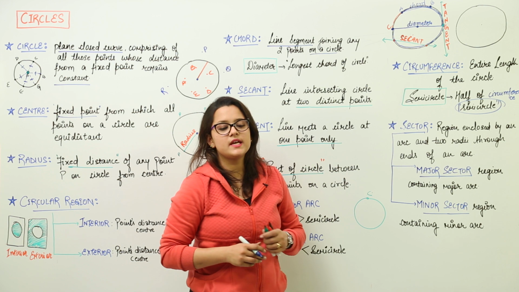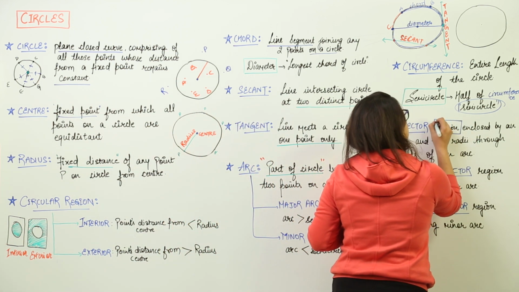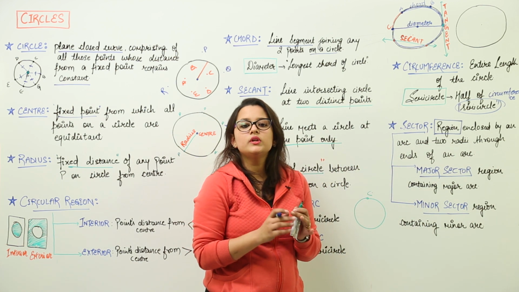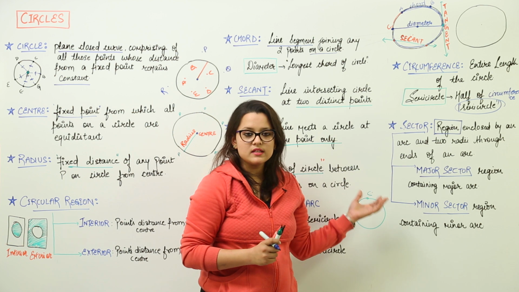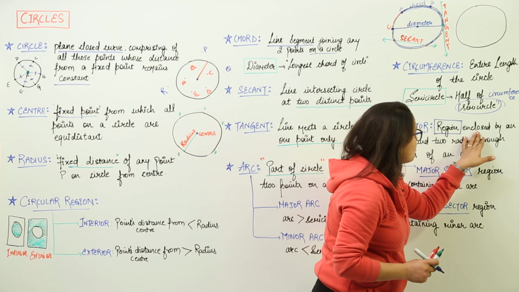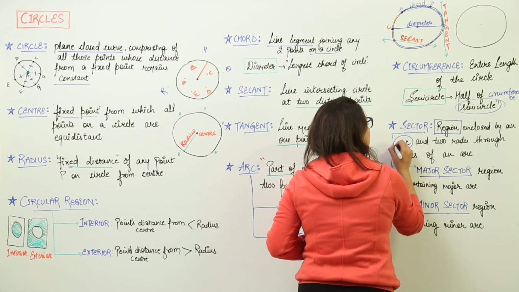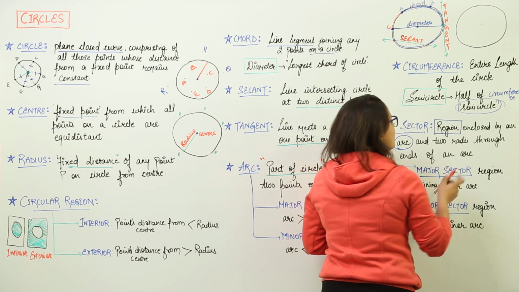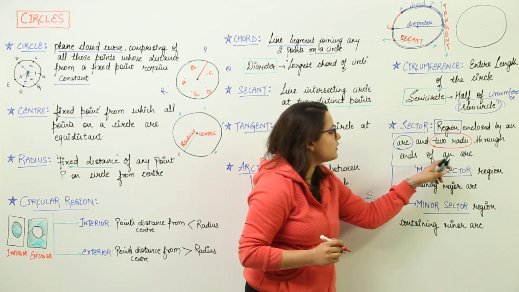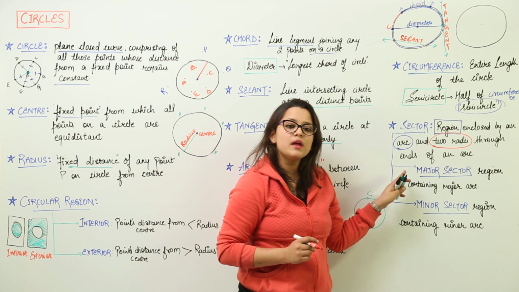Next we have the sectors. Now for sectors we will be dealing with the regions, right? Until now we were not bothered about the regions, we were only discussing the points and the lines. But now we are talking about the region which will be enclosed by an arc. Now the region is going to be formed with the help of an arc and two radii, drawn through the ends of the arc.